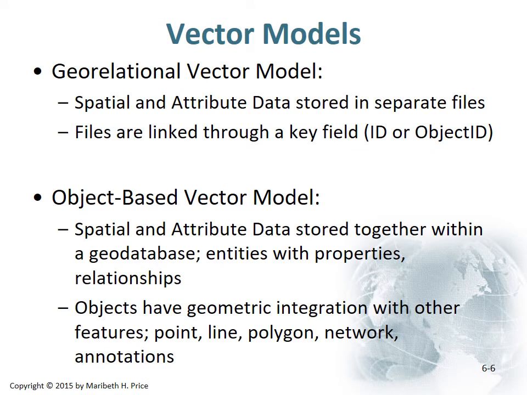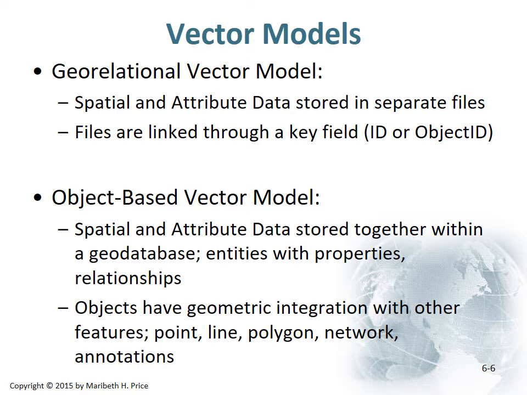So what are these two different distinctions? Georelational data is spatial and attribute information stored in separate files on the hard drive, and they're linked together through a key field in the table, usually the ID or the object ID field or attribute in the table. So we store the spatial information in a file by itself, the attribute data related to that data set stored in a separate file, but the system links them together through that key field. So essentially it's loading up two tables at once. It links them together in memory as you use the data set.